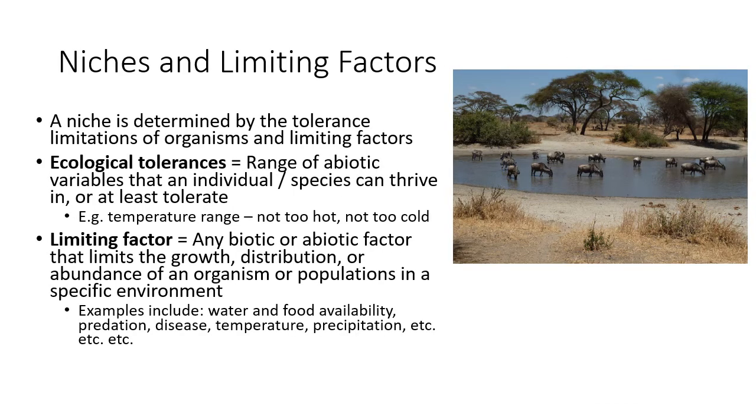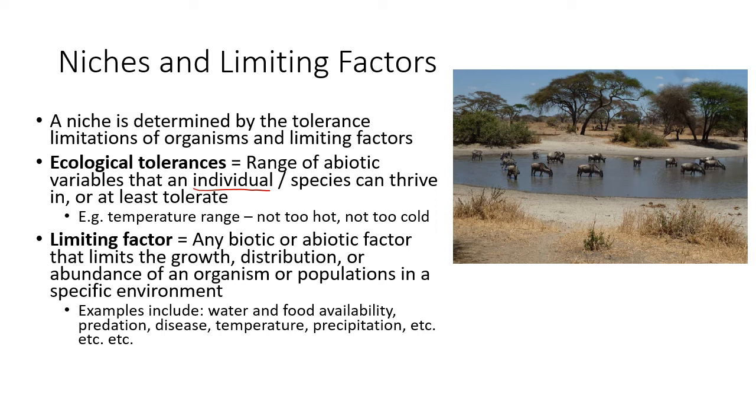The last thing that we're going to talk about is one more point having to do with how organisms can interact. But before we get there, we have to talk about tolerances and limiting factors. Okay, again, this should be review from biology class. So ecological tolerance is a range of abiotic variables that an individual or a species can thrive in. I say individual because some individuals may be more tolerant than others of different conditions.